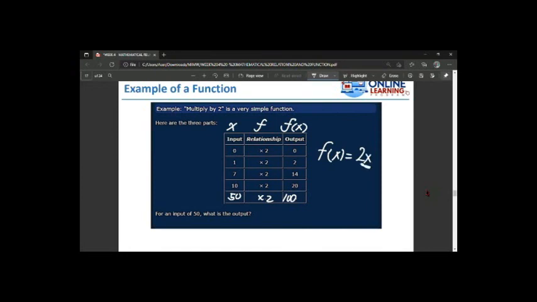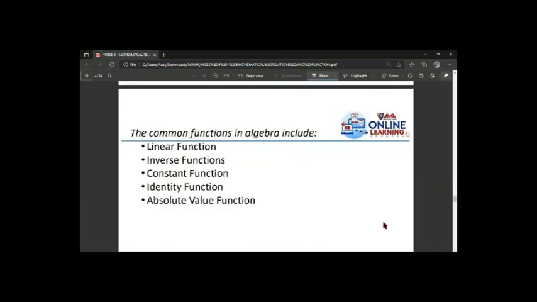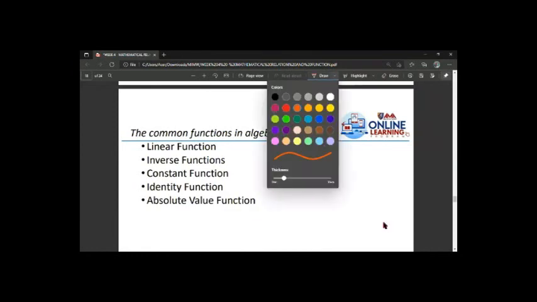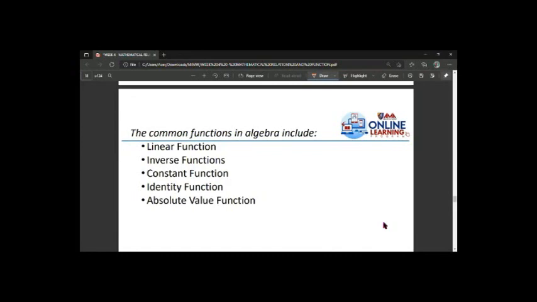So any input sa x, i-multiply niya by 2 or is multiplied to 200%. Okay, that is times 2. Okay, that is an example of a very simple function. So again, no need to dive in with this one kasi we will discuss this after the exam. The syllabus tells us that we should discuss this on week 6, which is after your exams. So an example, common functions, no? You need to memorize lang kung ano yung mga common functions and relations. So these are the common functions in algebra. Linear, inverse, constant, identity, and absolute value function.